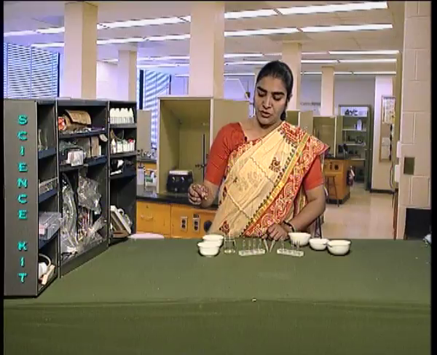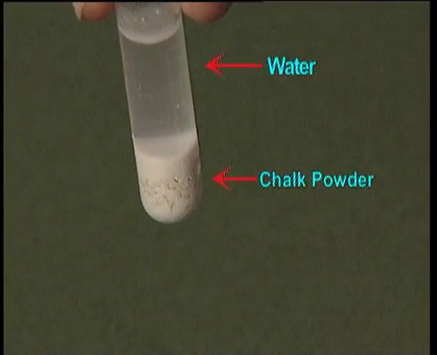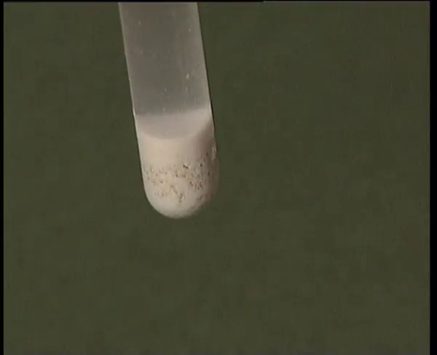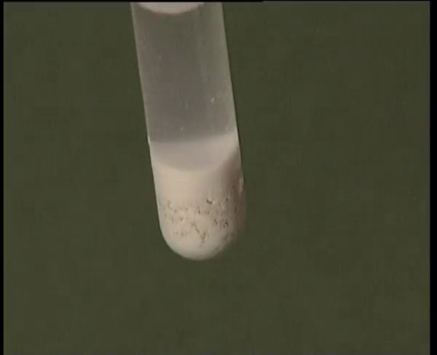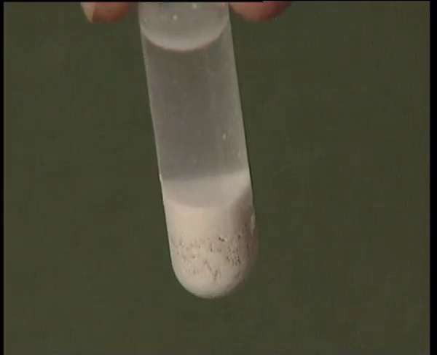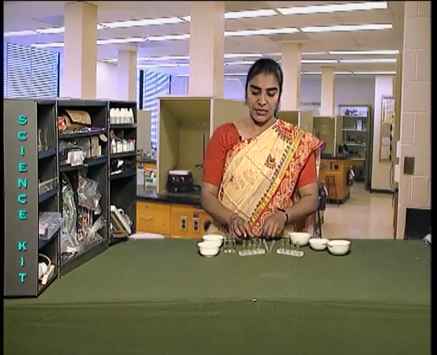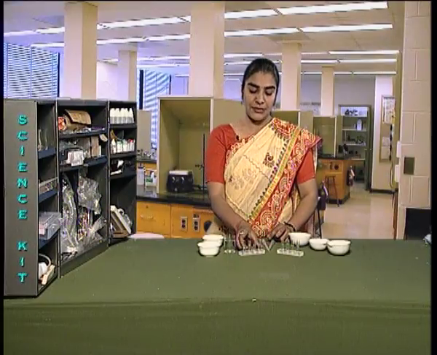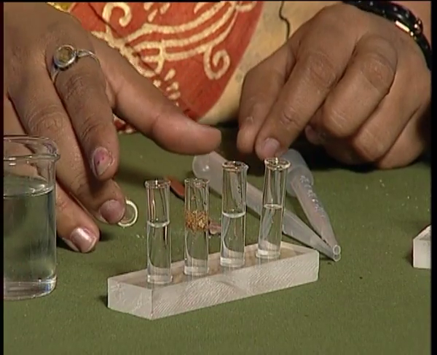In the fifth test tube, which contained chalk powder, particles are also seen at the bottom. Chalk powder is also insoluble in water. On the basis of this, we can group substances as soluble and insoluble.